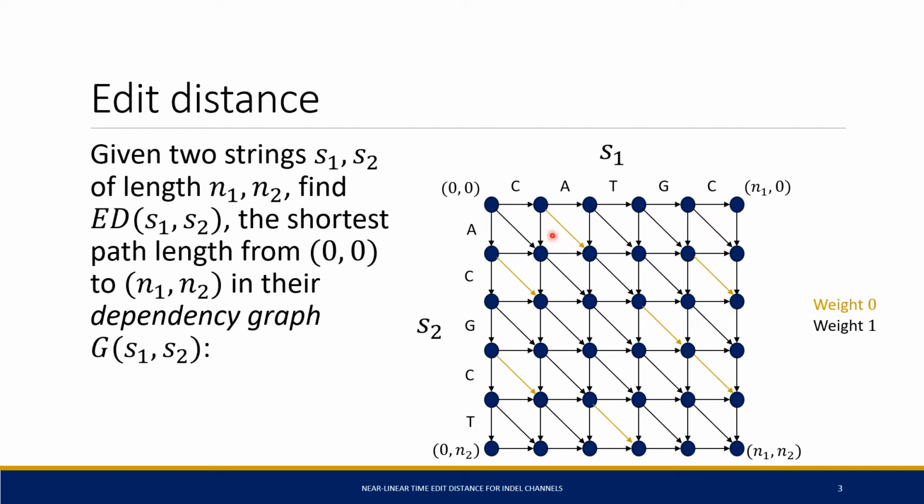And all the edges have cost 1, except for the diagonal edges that correspond to two matching characters. So for example, we have the same two strings as we did on the previous slide here. And if we look at what the shortest path in this graph is, the shortest path will be this one, which has weight 3. And that corresponds exactly to the 3 edits we saw in the last slide.